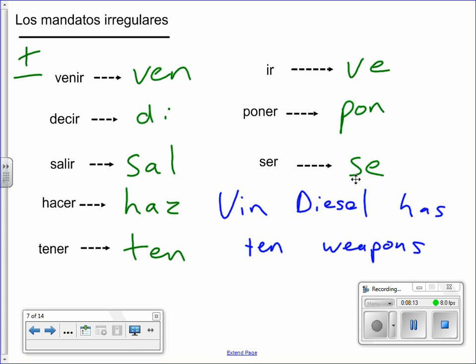Right, now, there's a simple way, a rather silly phrase to remember all these irregulars. And it's kind of a weird phrase in English. But Vin Diesel has ten weapons. If you try to pronounce it in a German accent, which obviously you guys can tell mine is awful, it will help you remember the irregular verbs. Ven di sal haz ten ve pon sé. Vin Diesel has ten weapons.